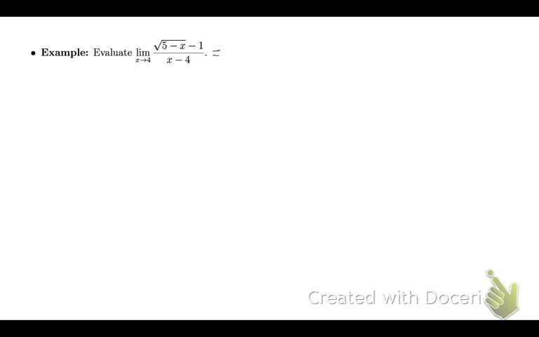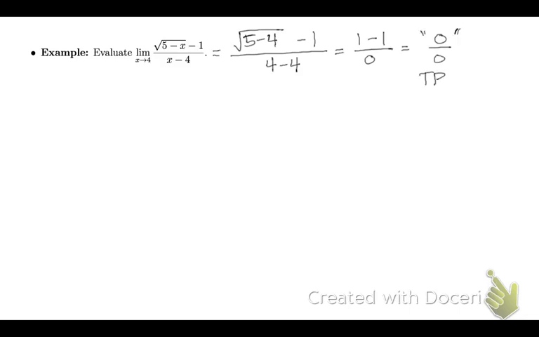So I'm going to plug in x equals 4 for this limit. I'm going to get square root 5 minus 4. And we see this going south quickly. All right, so I've got square root of 5 minus 4. That's 1. 4 minus 4 is 0, and we get our infamous 0 over 0. Okay, and 0 over 0 always means a trick.